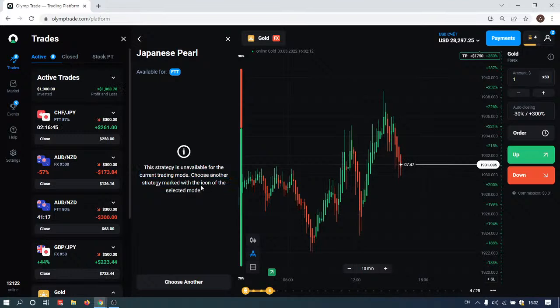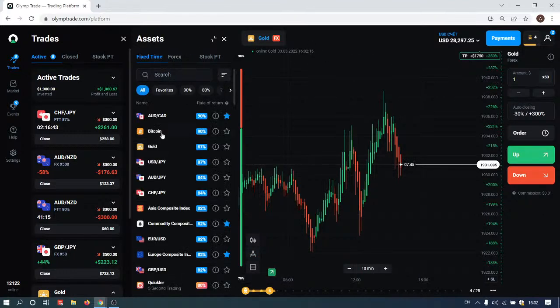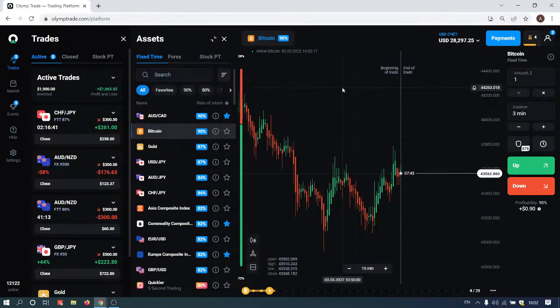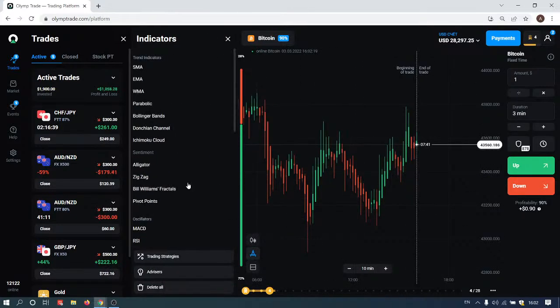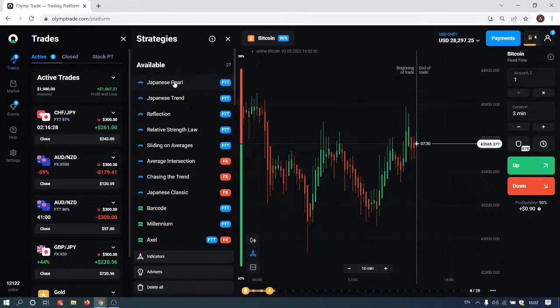Strategy available for current trading mode. Hold on. All right, yeah, FTT mode of trading. Sometimes you've got to be very, very careful, guys, and pay attention to every last component of the strategy.